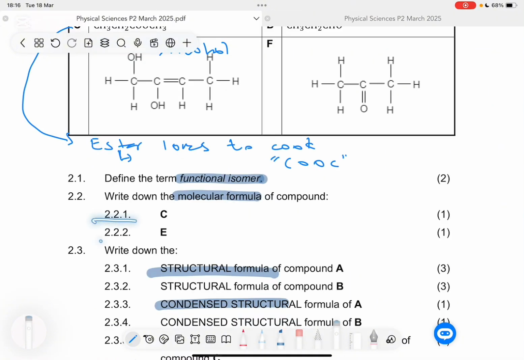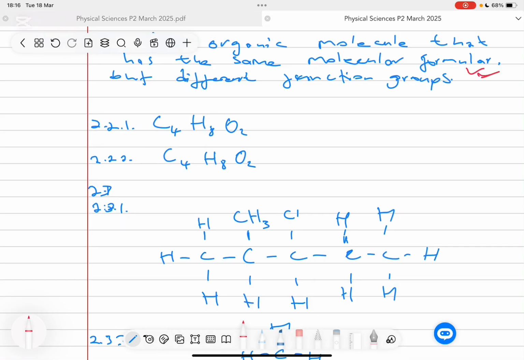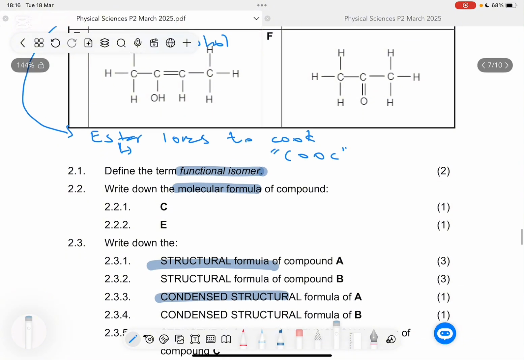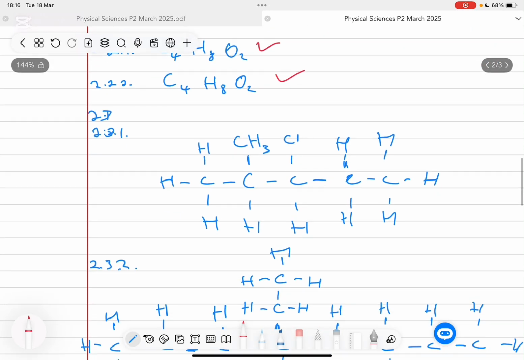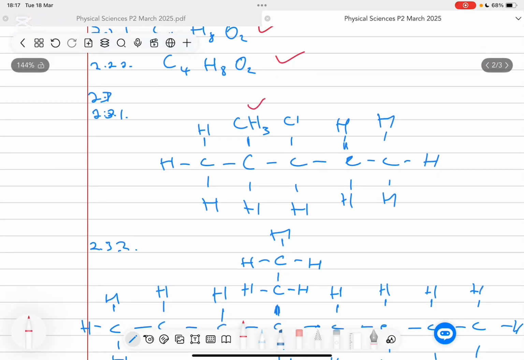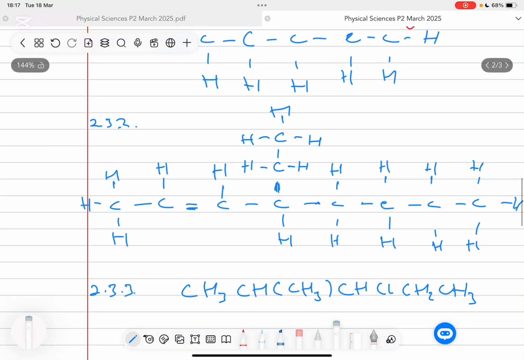If you look at these questions here, it's only 1 mark, because you're just writing the molecular formula. And then if you come to 2.3.1, this one here, it is 3 marks. So I just want to go through what they mark. They'll give you 1 mark for writing the methyl group, 1 mark for writing the halogen, the chloro or chlorine, and then 1 mark for the correct structure, the whole structure.